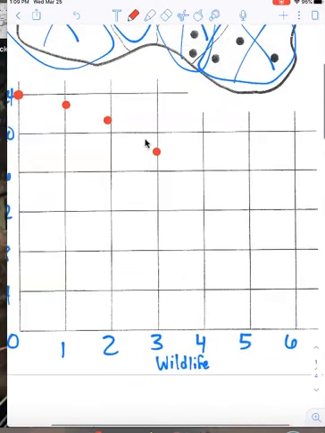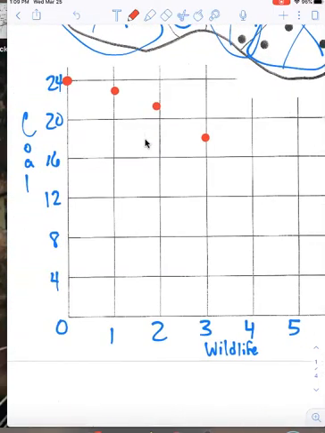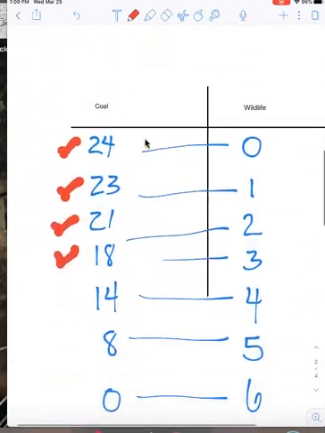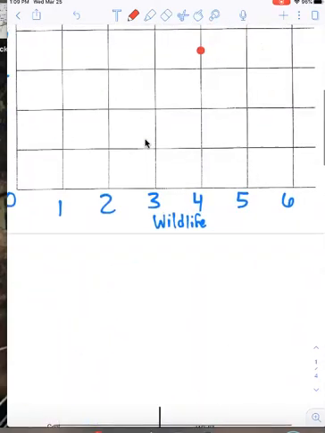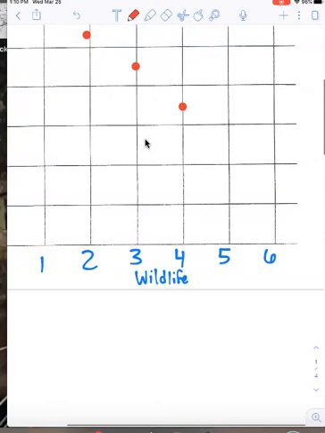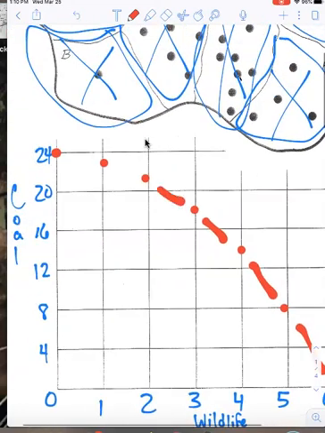So over 3, up 18. Over 4 on the wildlife, up 14. Over 5, up 8. And then over 6, up 0. And then I can connect the dots there, and that creates my production possibilities curve.